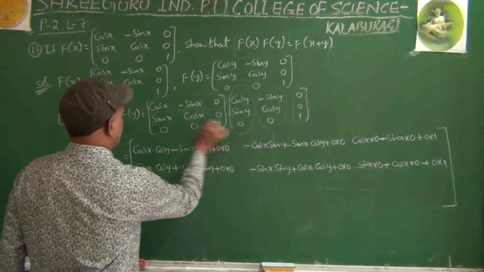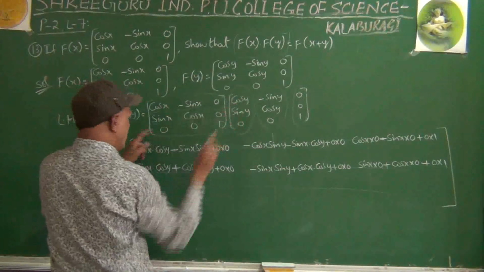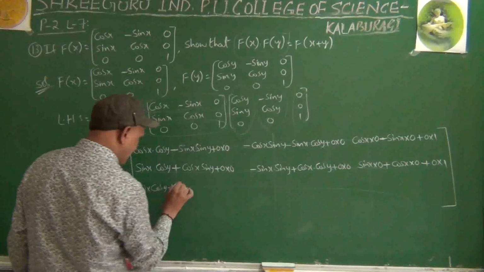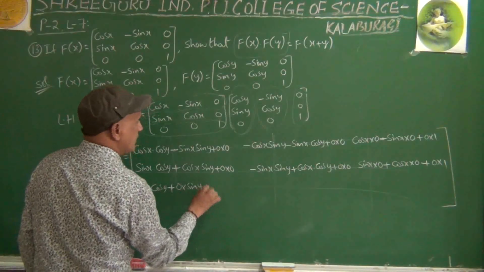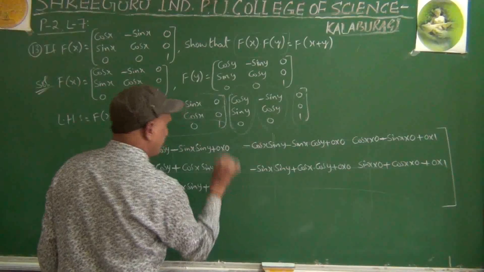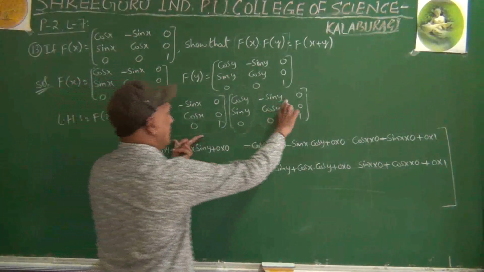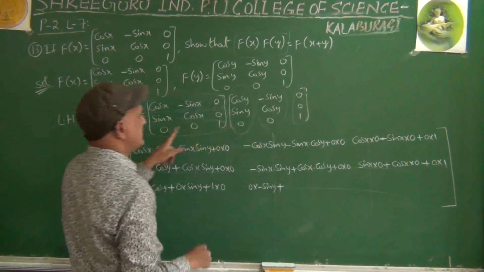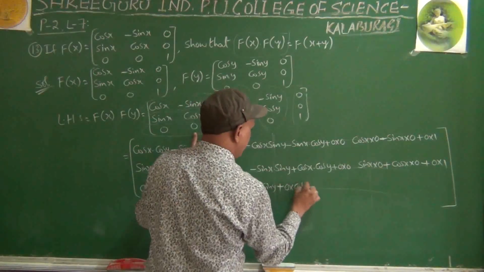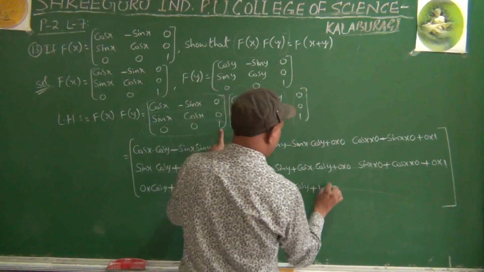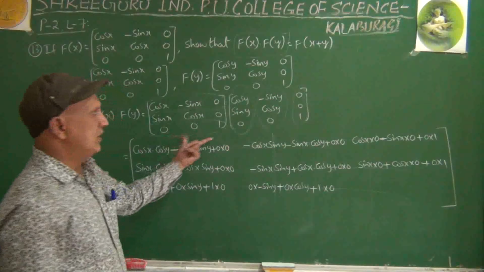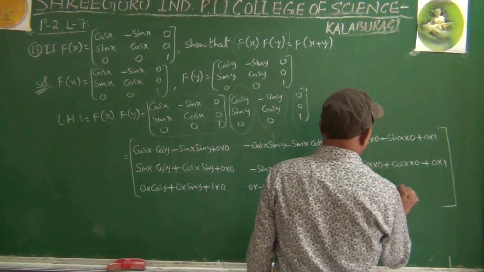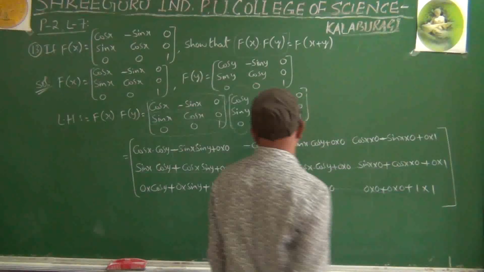Third row, first column. 0 into cos y plus 0 into sin y plus 1 into 0. Third row, second column. 0 into minus sin y plus 0 into cos y plus 1 into 0. Third row, third column. 0 into 0 plus 0 into 0 plus 1 into 1.